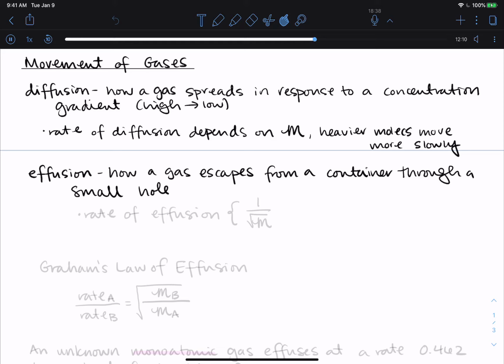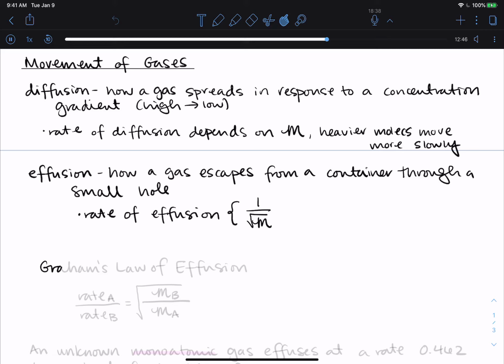So I'm going to say a little bit more, since we had what the rate of diffusion depended on. The rate of effusion is proportional to 1 over the square root of the molar mass. And the reason for this is going to be clear when we have a full equation. So you won't necessarily have to use this relationship, but you will see this relationship show up in the equation we are about to look at.